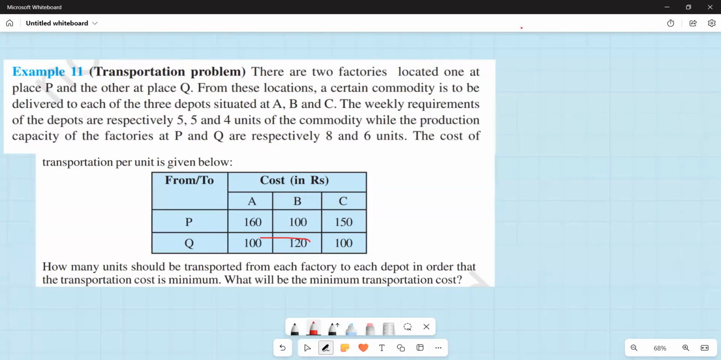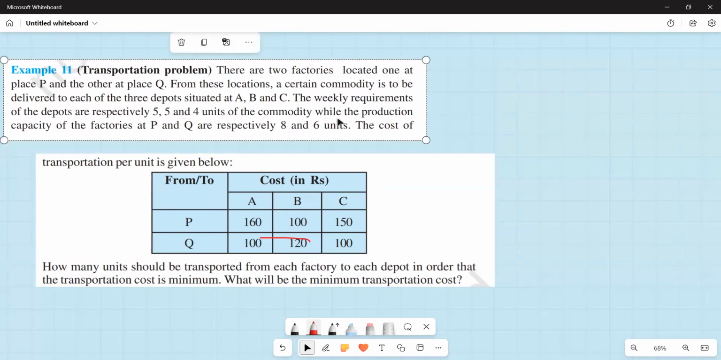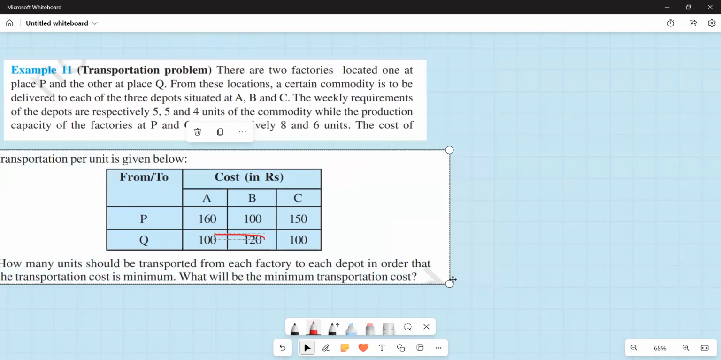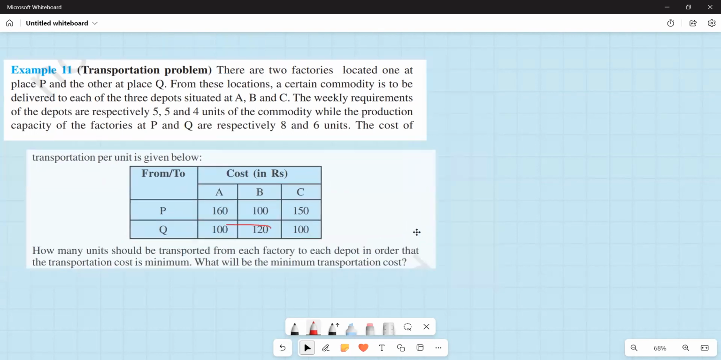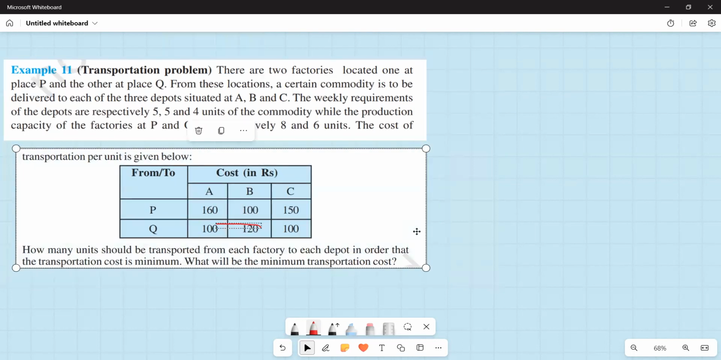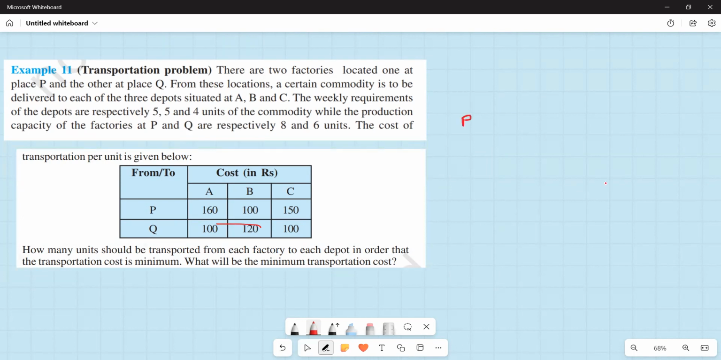Next one is the transportation problem. There are two factories, one located at place P and another at place Q. From these locations, there are three stores where they will supply the products, goods. So this is your place P, this is your place Q, and these are A, B, C.